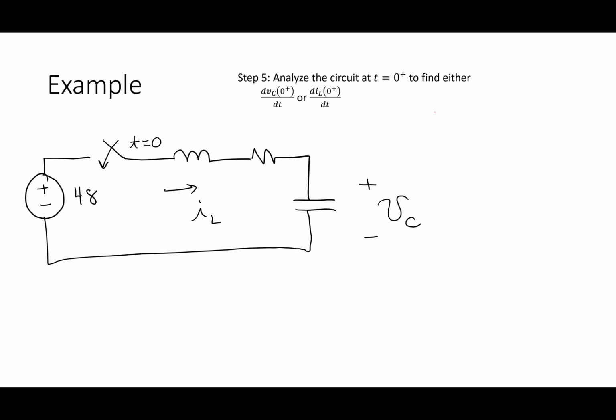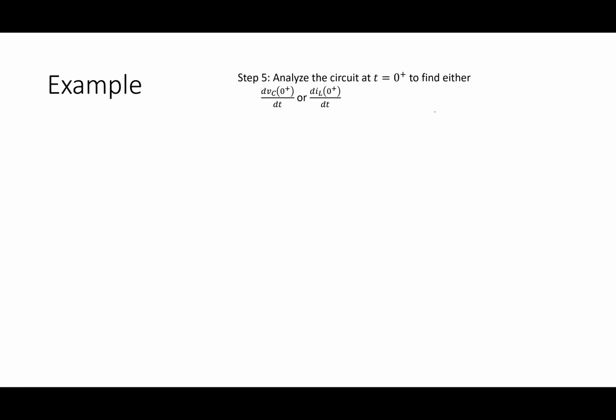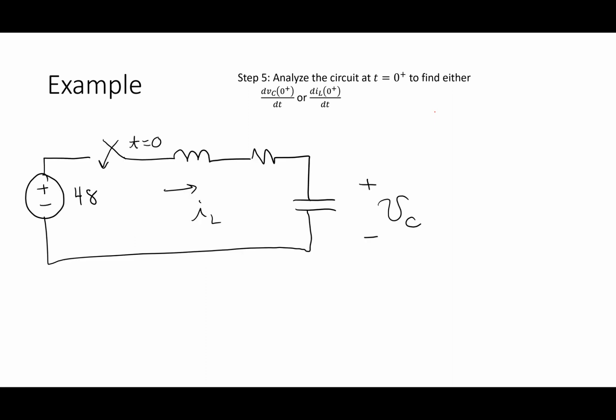step 5 here, which is to analyze the circuit at t equals 0 plus to find dVC/dt of 0 plus or dIL/dt of 0 plus. All right, this is going to be a little tricky for us. So when I say 0 plus, what am I going to do with the switch? Close the switch.